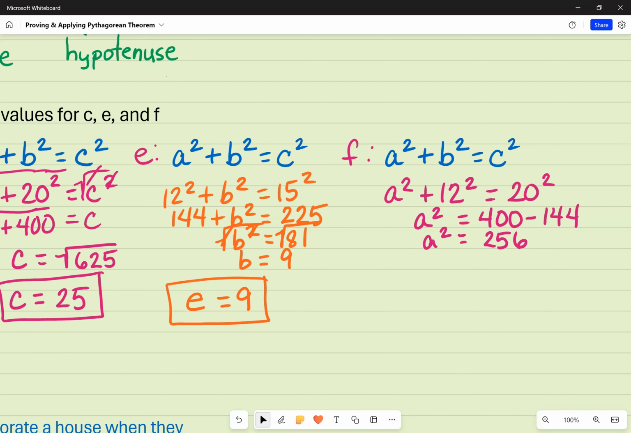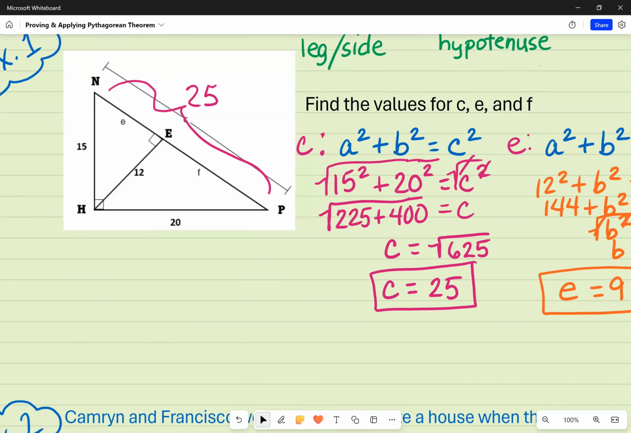Now I need to get rid of this square, so I'm going to square root both sides, which leaves me with A. A is the square root of 256, which is really 16. 16 times 16 is 256, but we were looking for F, so F is really 16. So this is how you apply the Pythagorean theorem to find the values for C, E, and F.